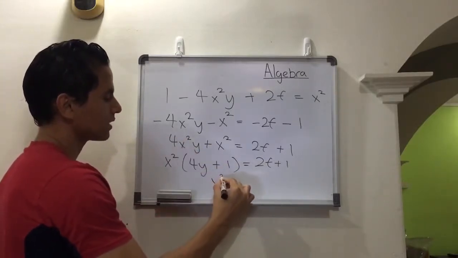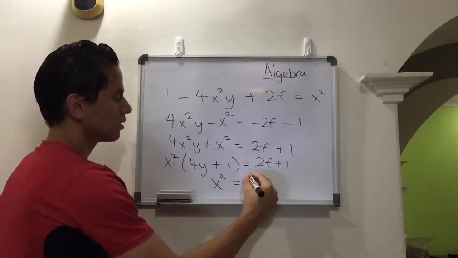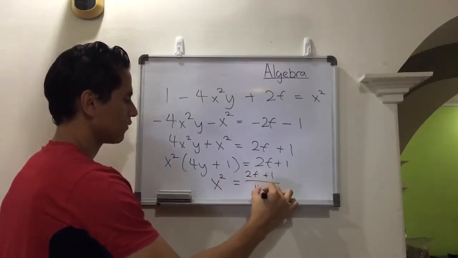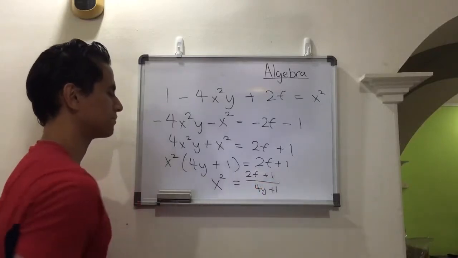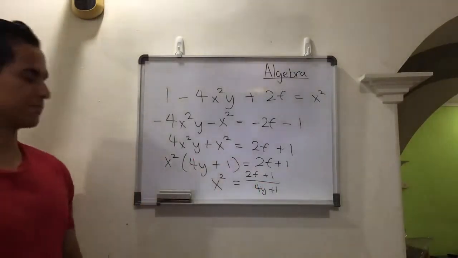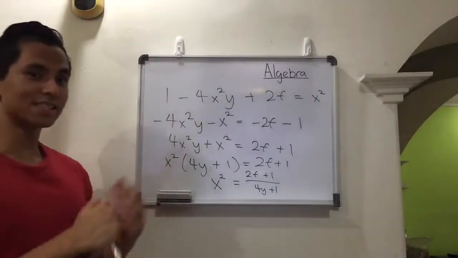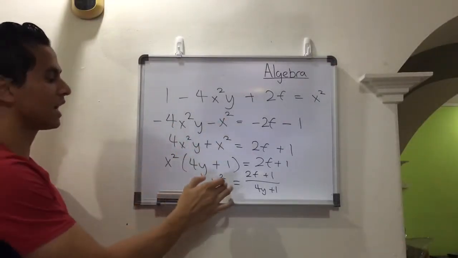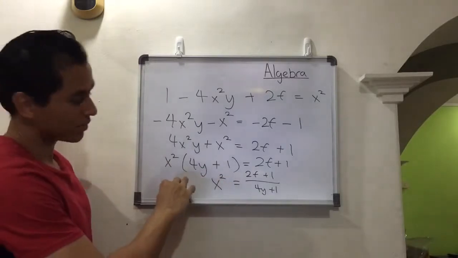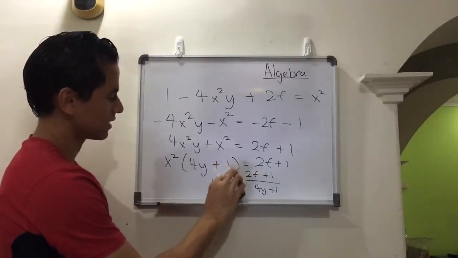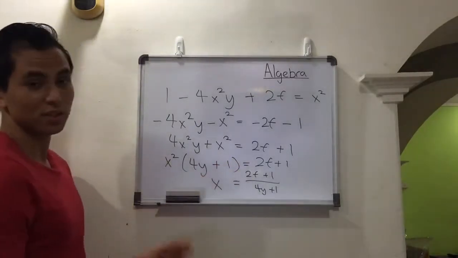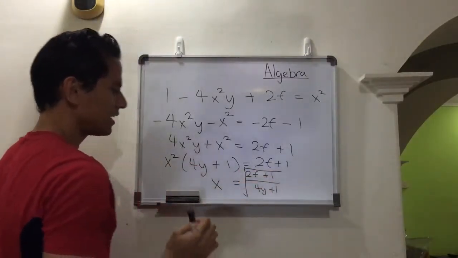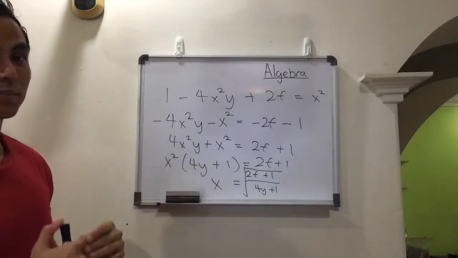So x squared is equal to 2f plus 1 over 4y plus 1. And then recall my earlier example when I said x squared equals 9. Yes, we're going to use it here because we now have x squared. So I'm just going to take the square root of both sides. X squared becomes x, and this becomes a square root. And then, remember when we do this, we have to put a plus minus.